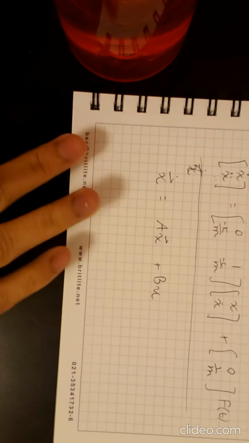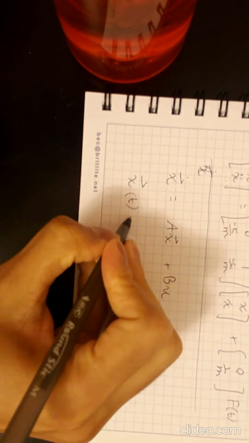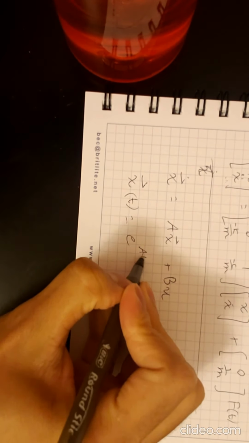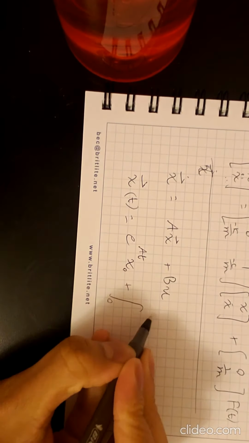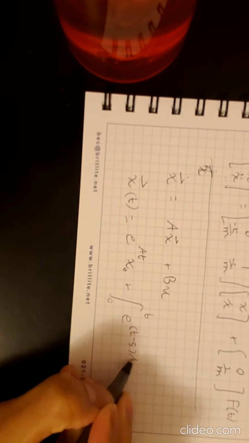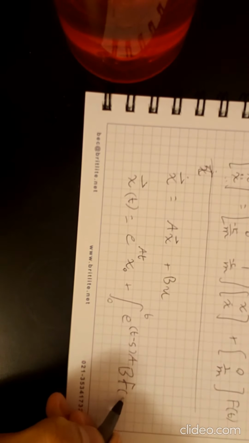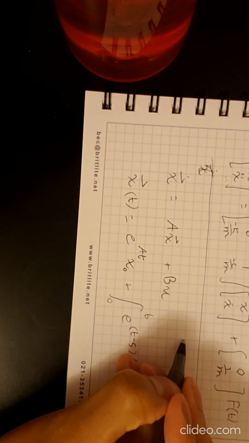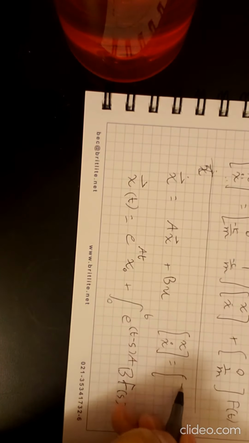In fact, I can write down the solution of this state space model as vector x of t is equal to the matrix exponential of A t times x naught plus the integral from 0 to t of the matrix exponential of A times (t minus s) times B acting on f of s ds. This will literally give me an expression for the position and velocity of the system.